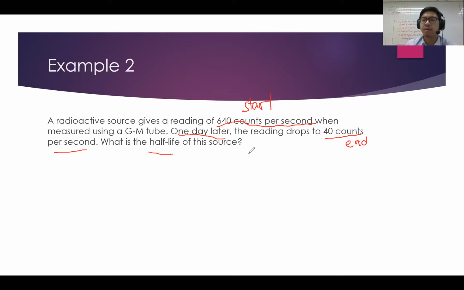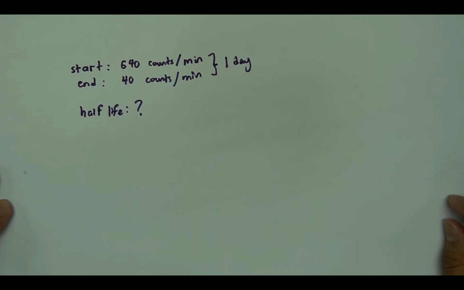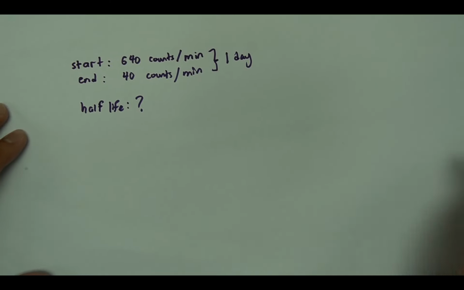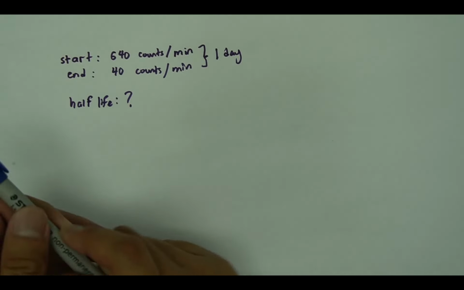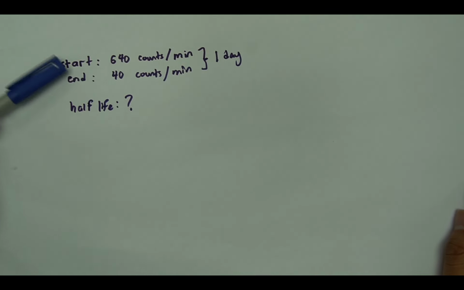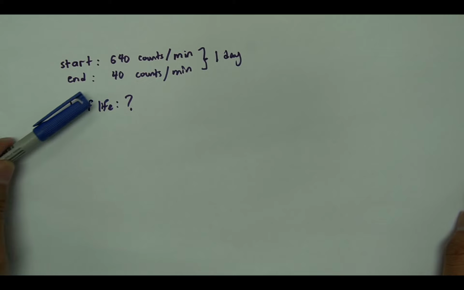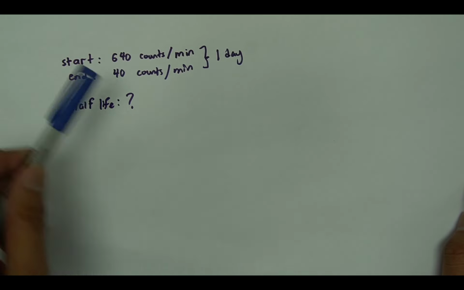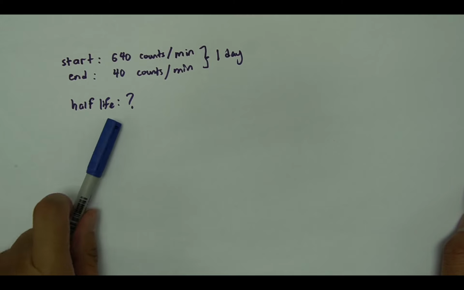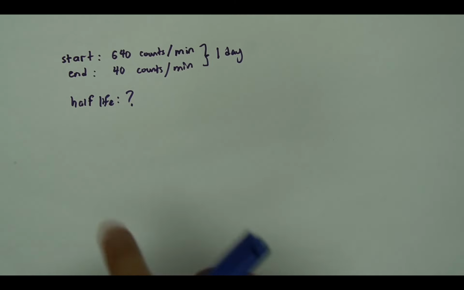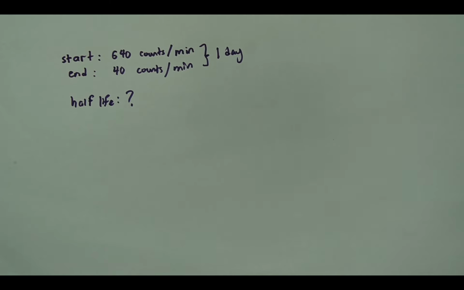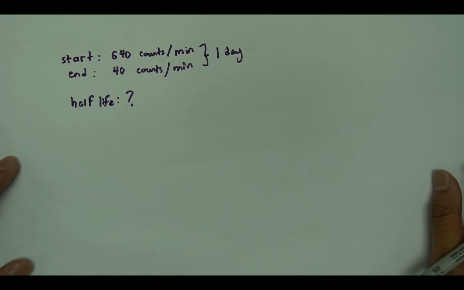Okay, so let's do this example. We'll do example 2 here. So the question says that at the start you have 640 counts per minute, and then at the end you have 40 counts per minute, and that takes 1 day. And then the question is asking what is the half-life. When it comes to calculations with half-life, there is no formula for this at this stage. But what you have to do is use logic and common sense, and you have to have some sort of timeline.